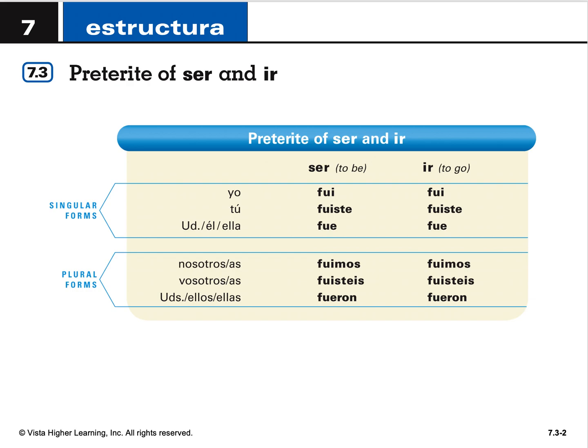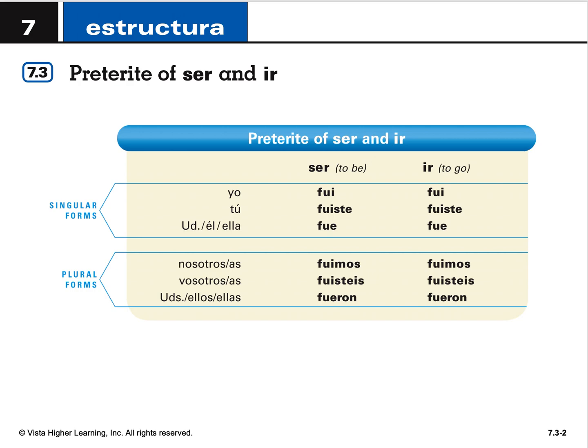So, for ser, we have fui, fuiste, fue, fuimos, fuistes, fueron. You'll notice this is probably one of the most odd irregular forms you might have seen. If you look at ir, you're going to notice something interesting. We have the same irregular conjugations here in the preterite form.